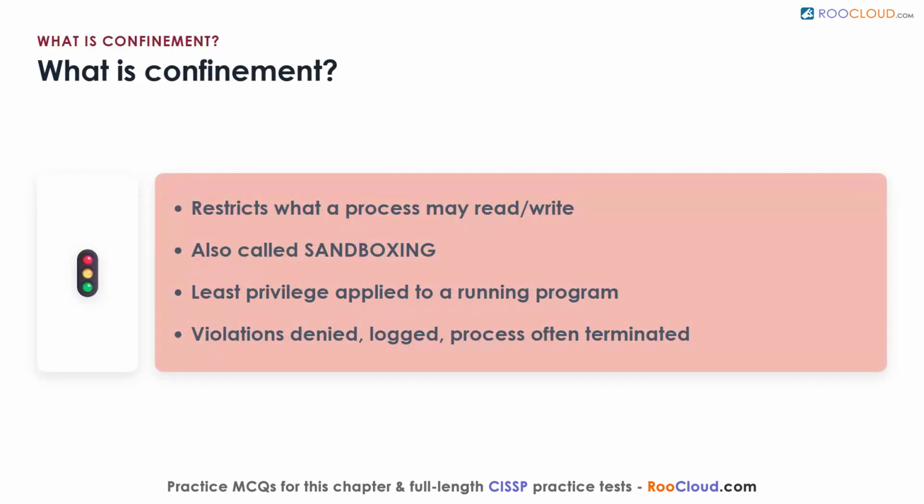So what is confinement? And how does it box a process in? Confinement restricts what a process is allowed to do, letting it read from and write to only the memory and resources it was granted. You will also hear this called sandboxing. It is simply the principle of least privilege applied to a running program, and its goal is to stop data from leaking to places it should never reach. If a process reaches beyond its authority, the request is denied, the attempt may be logged, and the offender is often shut down. Think of a toddler in a playpen. They can play freely inside, but they cannot wander into the kitchen.